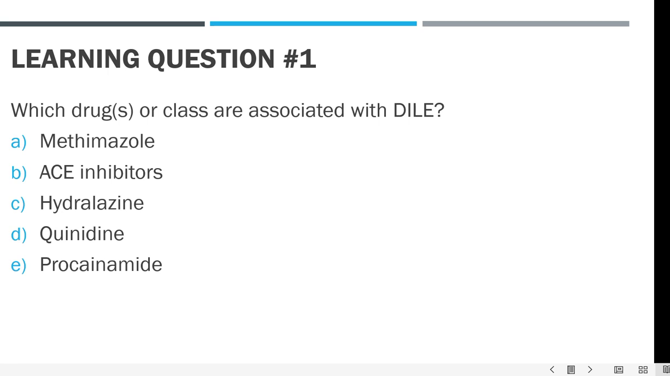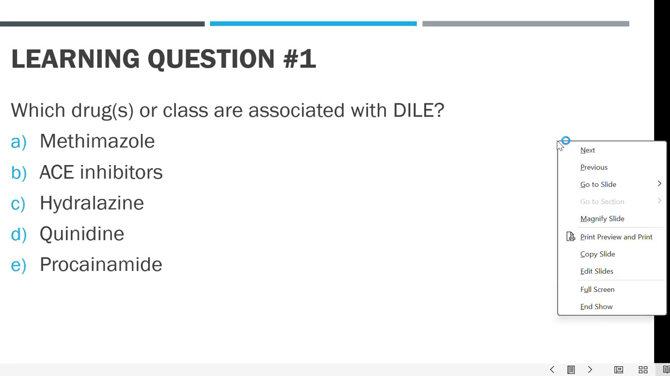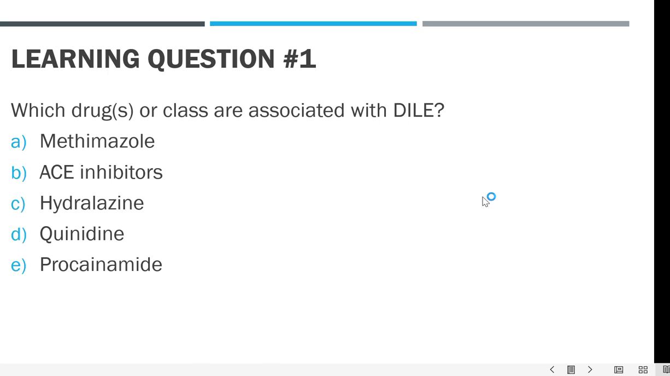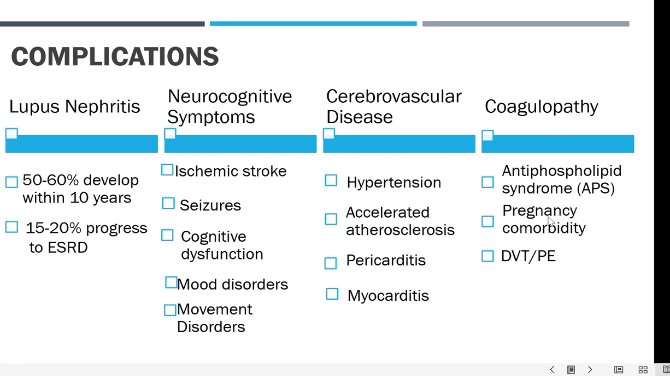Thinking about some of the complications, we do want to treat lupus early within diagnosis. However, if we start to get organ involvement, these are some of the complications that may arise. Lupus nephritis: 50 to 60% of SLE patients develop that within 10 years, and 15 to 20% of them progress to end-stage renal disease.